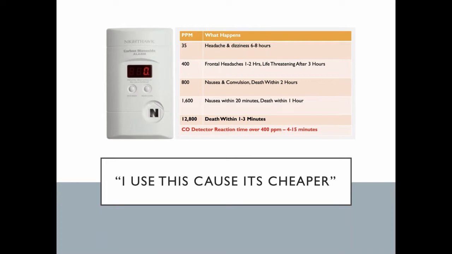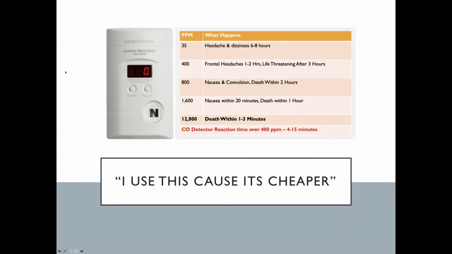When I was doing a seminar, a technician said to me, oh, I don't want to spend all that money on a carbon monoxide detector. I went to Home Depot and I picked up one of these that plugs in. I said, well, you can't really use that. He said, oh, yes, I do. Look at the red printing down below, under the UL standard: the carbon monoxide detector reaction time, if it's over 400 parts per million, is 4 to 15 minutes. Well, if you're over 12,800, you'd have been dead and they'd have been planning your funeral already. So these are not a good idea.